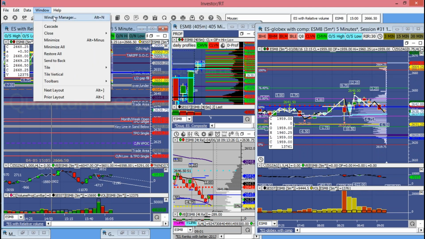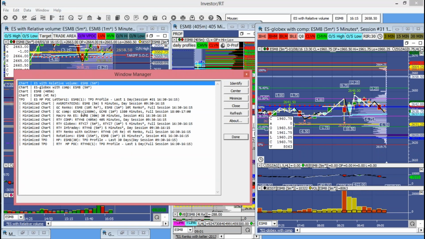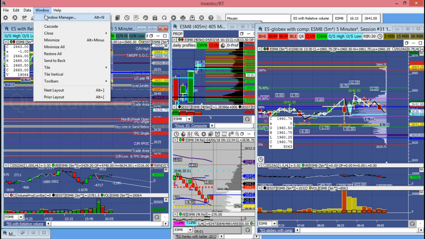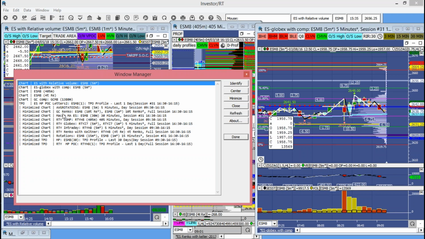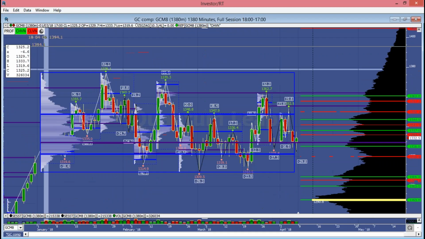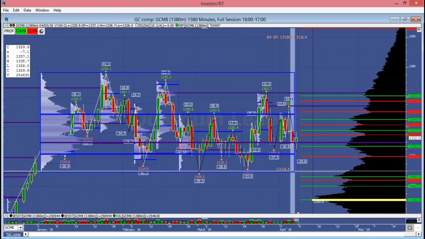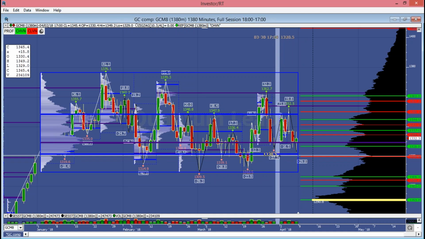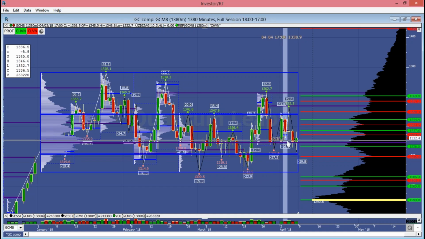Let's take a quick look at gold. I know I'm running long here, but again, there's always so much to talk about in non-farm. Where'd my GC comp go? There it is. So we're basically still in this balance area. I'm going to bring this over now.